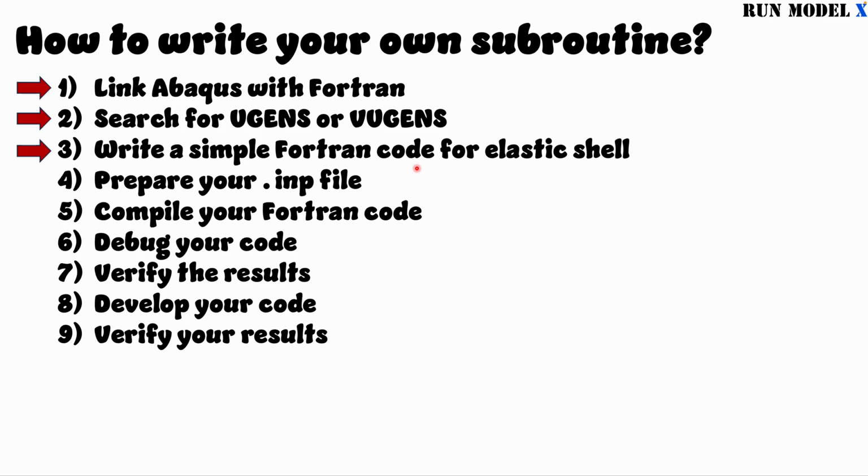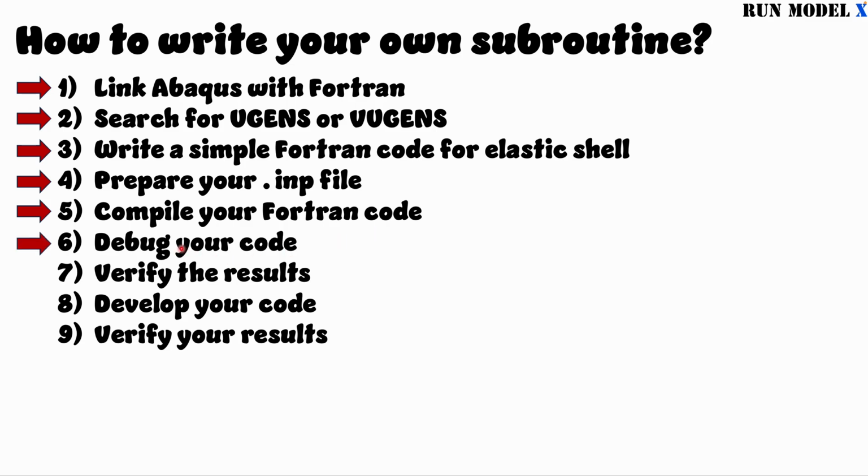I suggest you start with just one element and an elastic material to prepare a simple example for your own application, and then you can develop your own code. After that, you need to prepare your .inp file for your FE model. When you generate your FE model, you can generate a job in the job section of Abaqus, and you can generate the .inp file, and you need to modify that. And you need to compile that .inp file with your Fortran code.